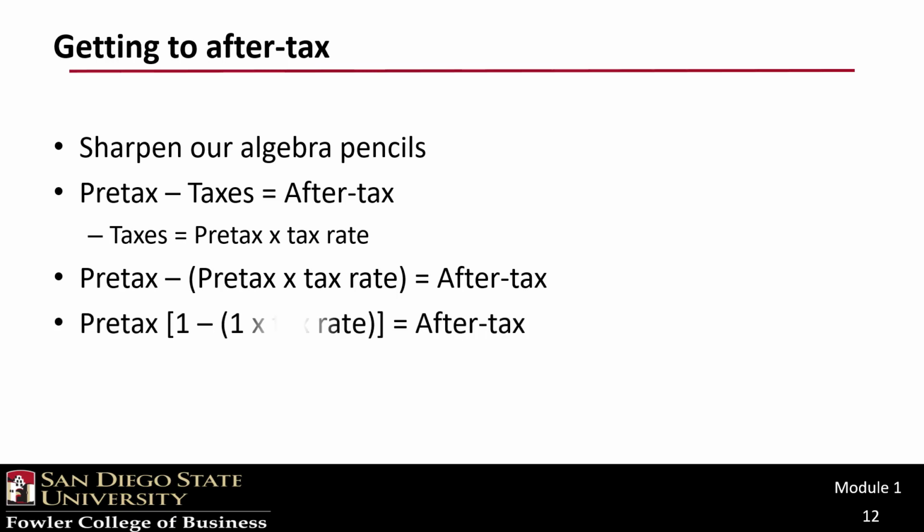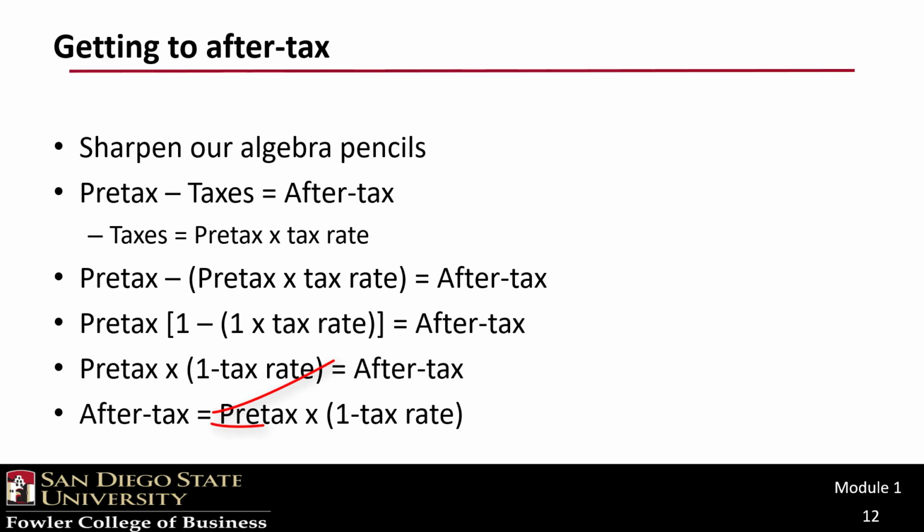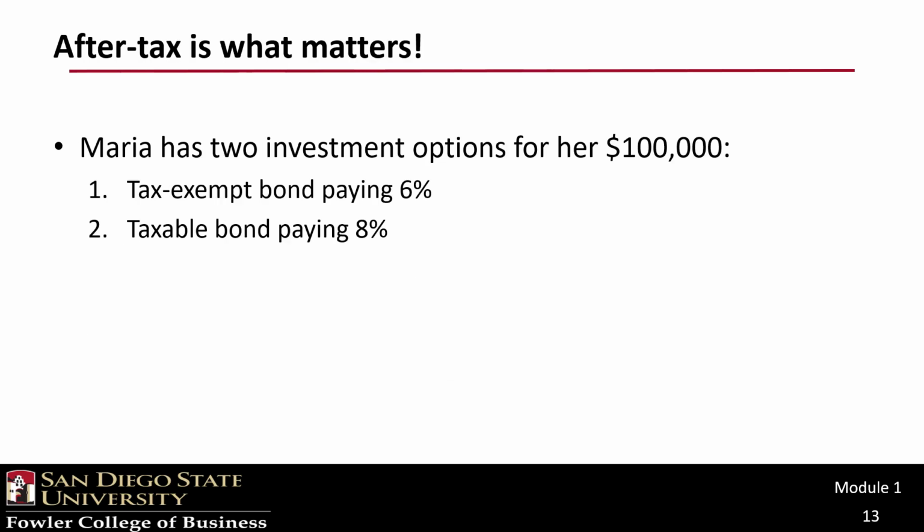Okay, ready? Here's the algebra. If we factor a pre-tax out of the previous equation, we get pre-tax times 1 minus the tax rate equals after-tax. If we do a little reorganization, after-tax equals pre-tax times 1 minus the tax rate. Let's keep this simple equation in mind as we consider Maria, who is debating between two bond investments, a tax-exempt bond at 6% and a taxable bond at 8%. And Maria has a 25% marginal tax rate.